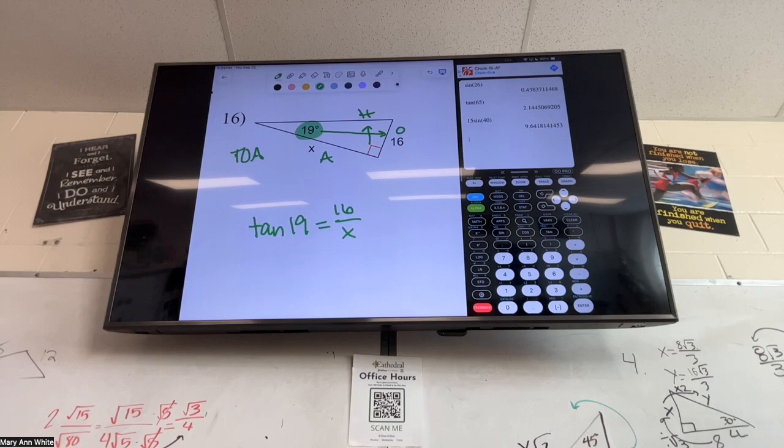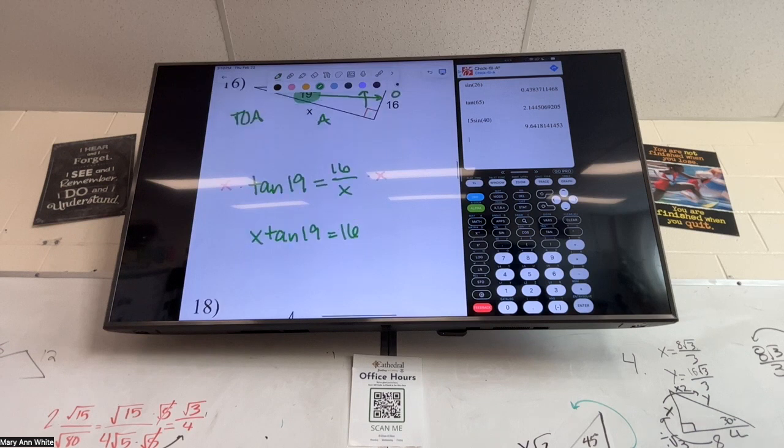Okay, I am still gonna multiply by the denominator. I'm still gonna multiply by X on both sides. I know that's counterintuitive, which is not what you would think it would be, but I have to get rid of that fraction. Now, I can't plug X tan 19 in the calculator. However, this is like X times tangent of 19. How do I move tan 19 to the other side?